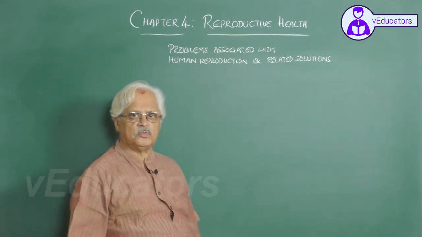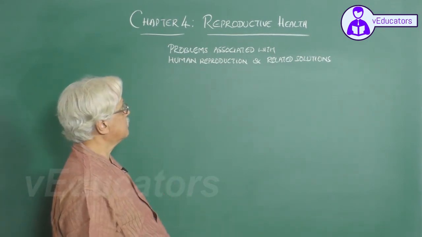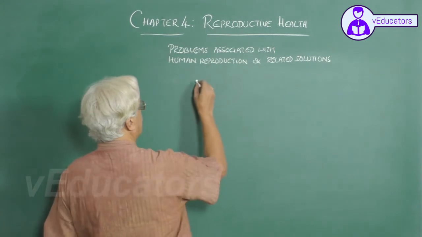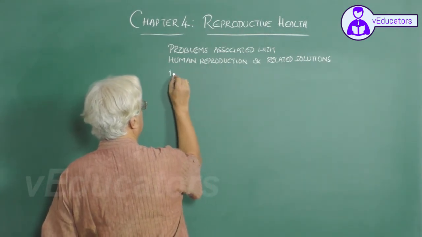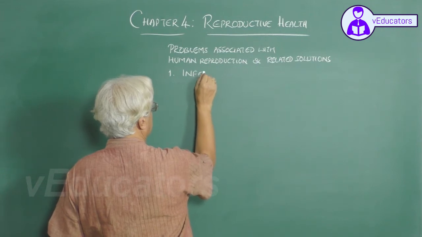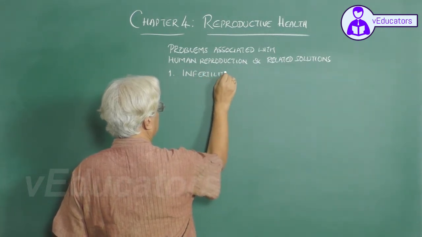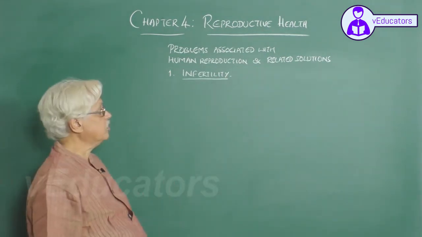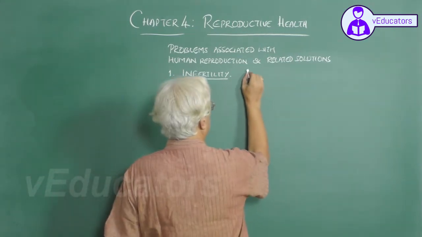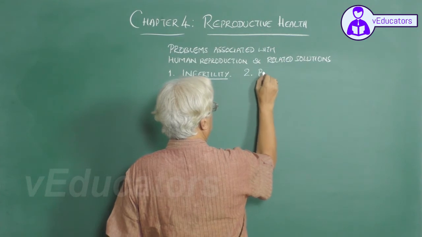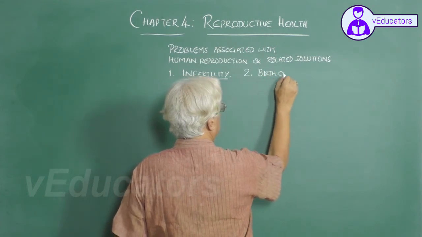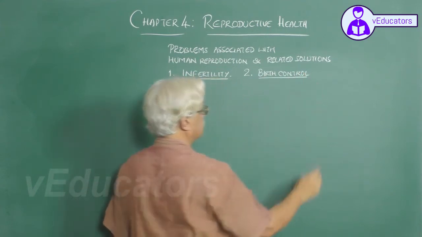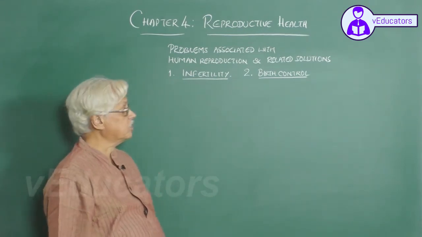We come across three different kinds of problems related to reproduction in human beings. One is infertility, inability to conceive. The other one is birth control, measures taken to reduce the birth rate.